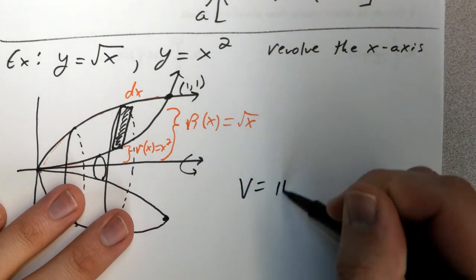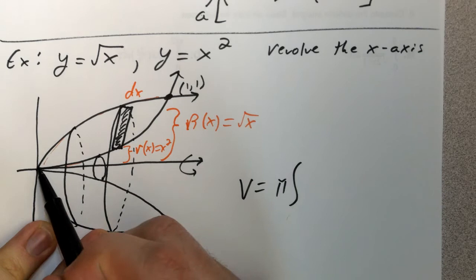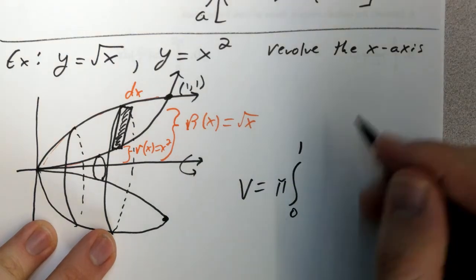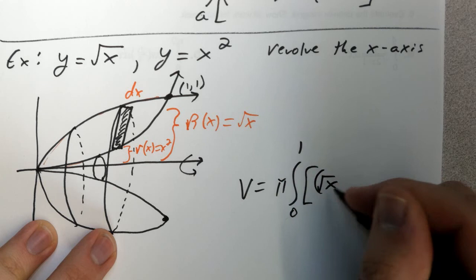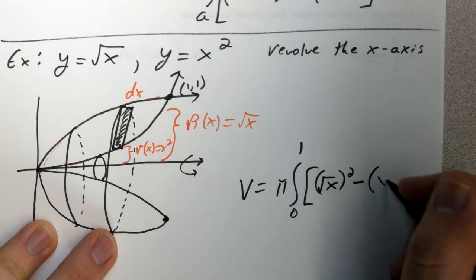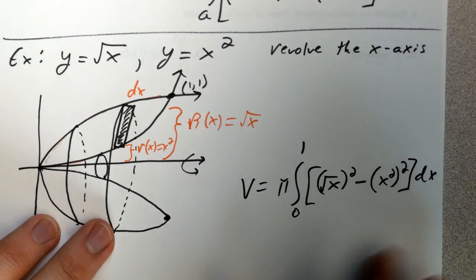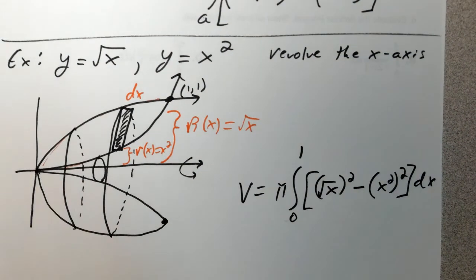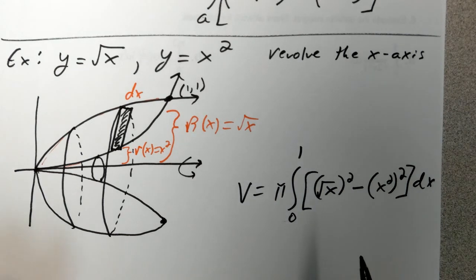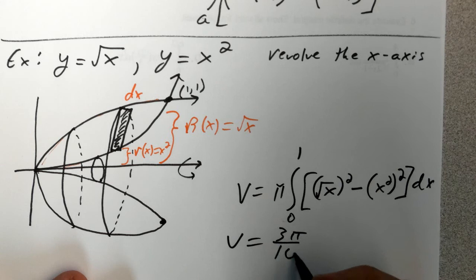V equals pi times the integral from, let's see, we're going to go from left to right, so from 0 to 1, of the square root of x squared minus x squared squared, all of that with respect to x. When we compute that, which we could do pretty easily by hand, I'm not going to though, you get 3 pi over 10 for the volume.